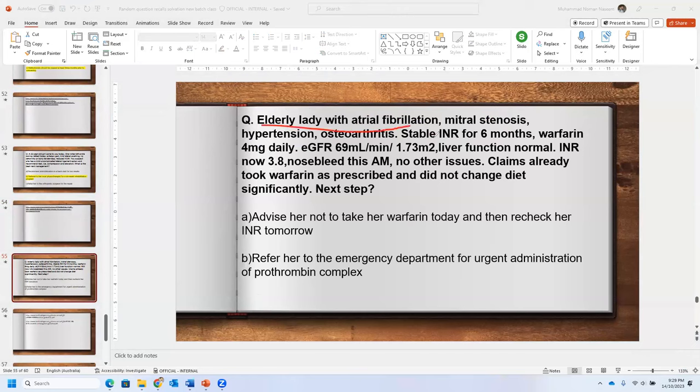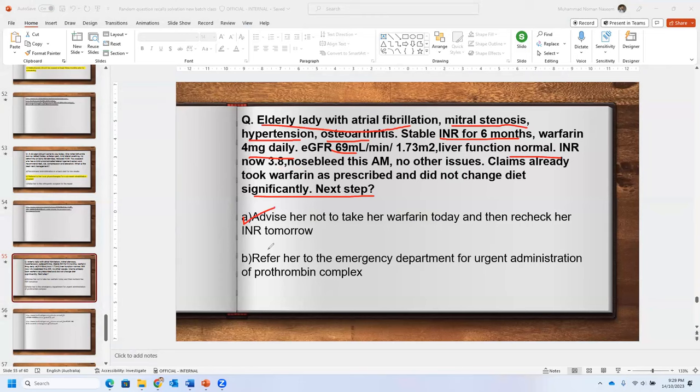An elderly lady is presenting with atrial fibrillation. She has mitral stenosis as well, high blood pressure, and osteoarthritis. She has had a stable INR for 6 months and she is on warfarin 4 milligrams daily, and her eGFR is 69, so it's a mild to moderate renal impairment. Her liver function tests are normal. INR is now 3.8, and she had a nosebleed this AM with no other issues. She claims she took the warfarin as advised and did not change her diet significantly. What is the next step you would advise her?